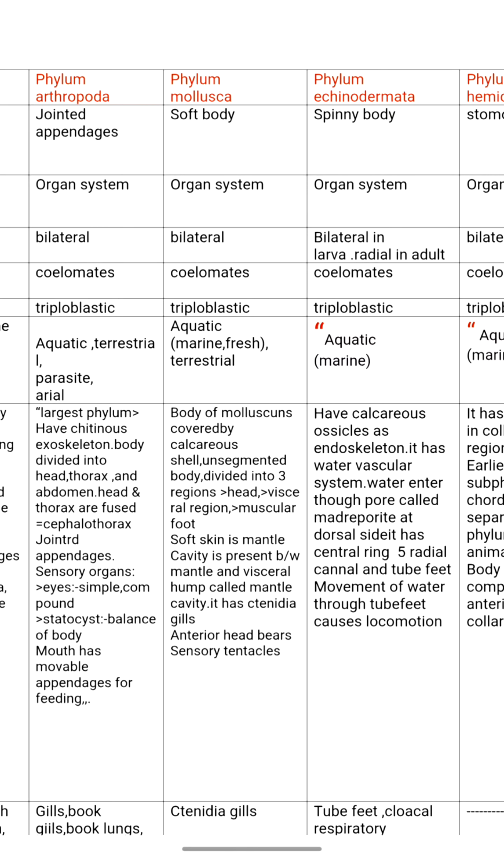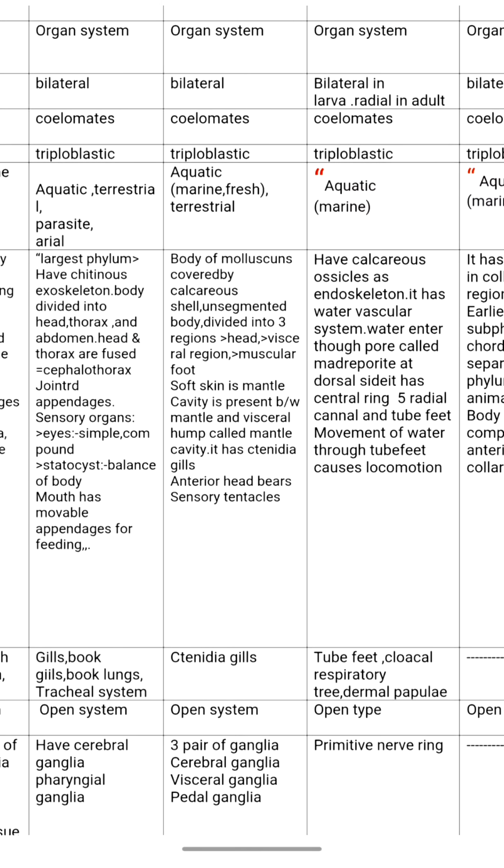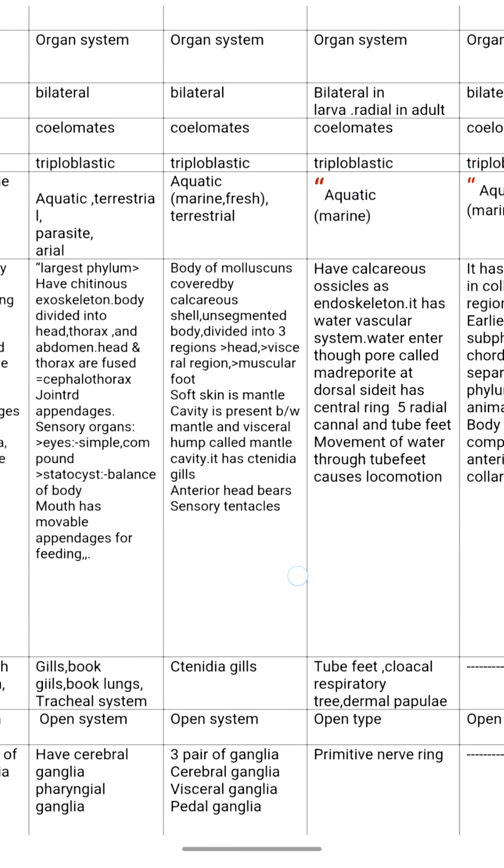Phylum Mollusca has a soft body, organ system level of organization, and bilateral symmetry. Next, a body cavity is present, and it's triploblastic and aquatic, marine, freshwater, and it may be terrestrial. And see the distinct features of mollusca.